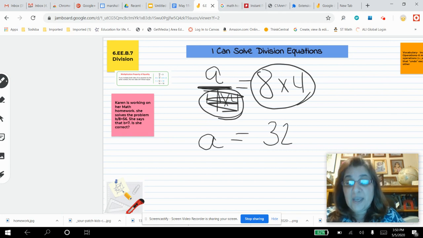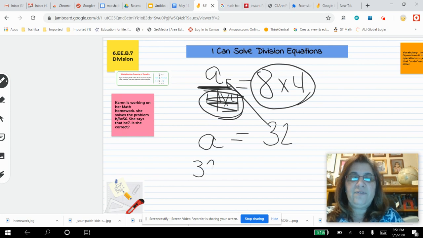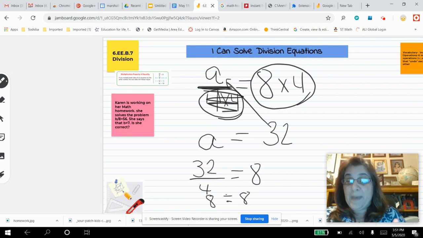Now you can check your work. You can replace that A with 32. So if I check my work, I have 32 over 4 has to be equal to 8. If I divide that by 4, does that equal 8? Well, yes, that means 8 is equal to 8. So my equation is balanced. So far, so good?